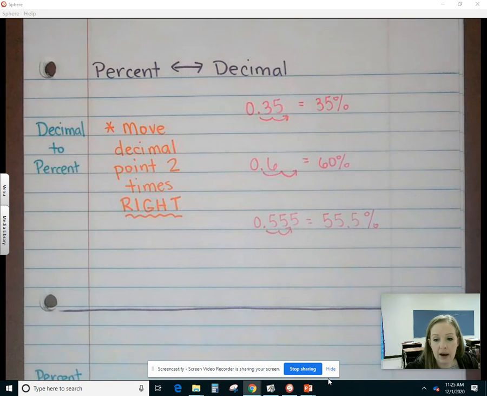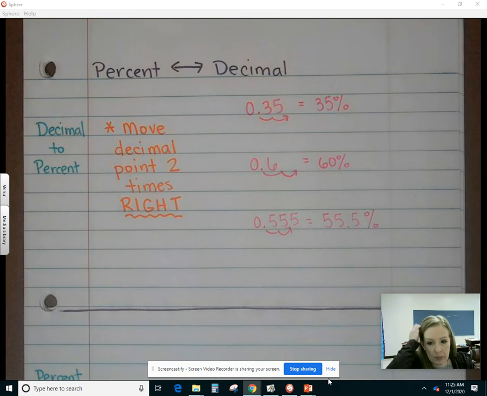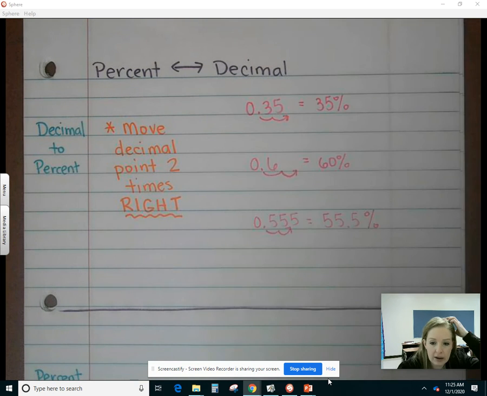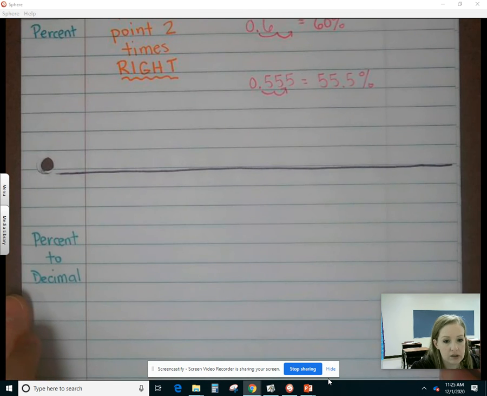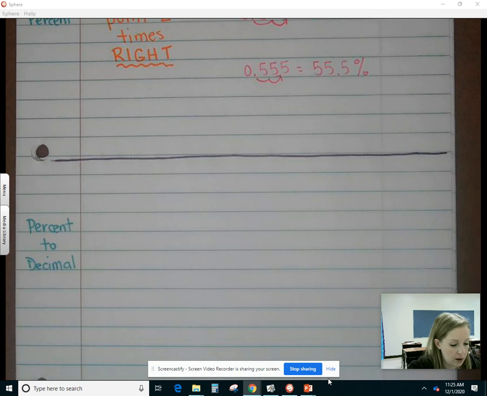So it's pretty easy. The reason we're doing 2 times is because 2 times to the right is actually multiplying it by 100. And remember that percent is always out of 100. So now let's look at going the opposite direction. So this is if they give you a percent and you need to turn it into a decimal.